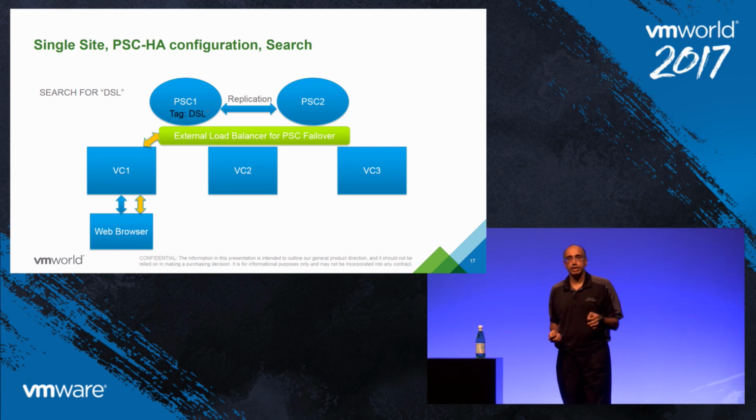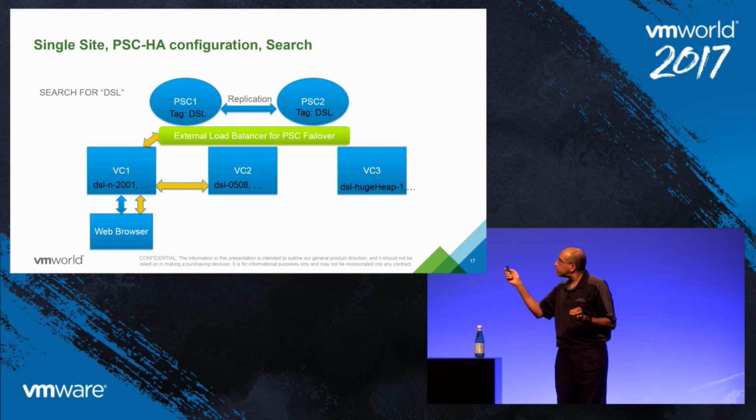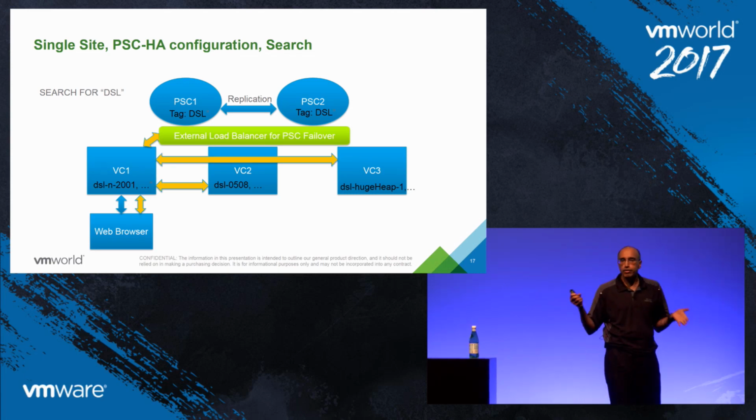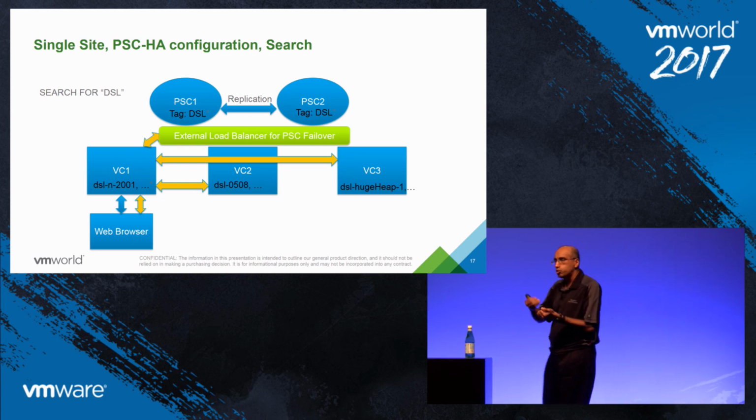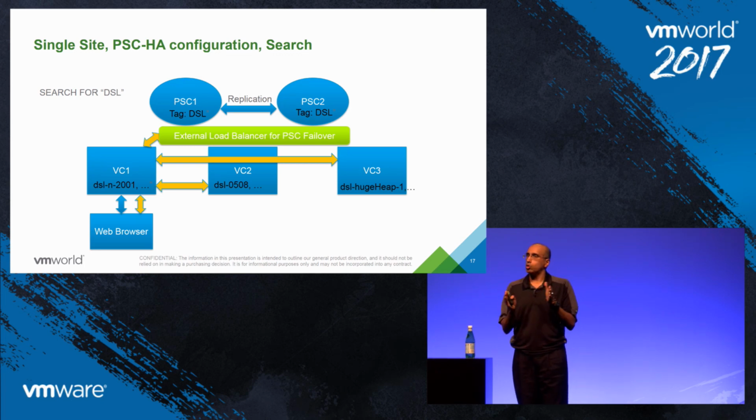And maybe there's a tag named DSL. In addition, it has to send every request to each of the other vCenters in case any of them have something that has the string DSL in it. Now, this is very important because what does this mean? Number one, if you have a high latency between your vCenters, you're going to get slower responsiveness. And it has to wait for the last vCenter to respond before it gives you a set of results.